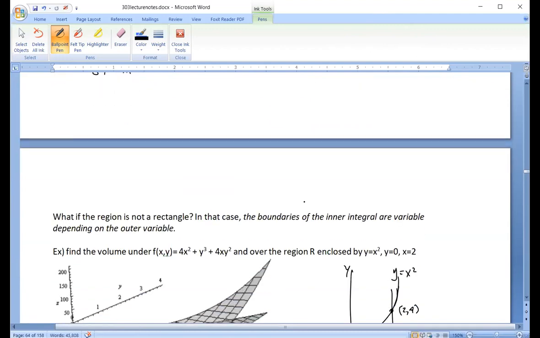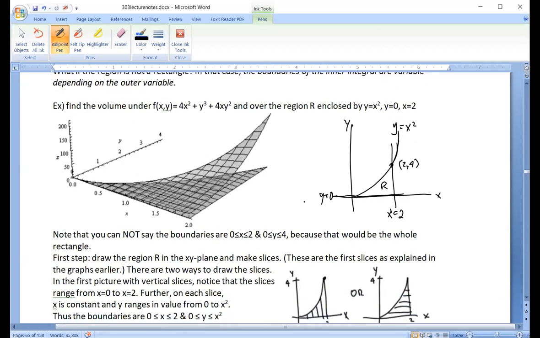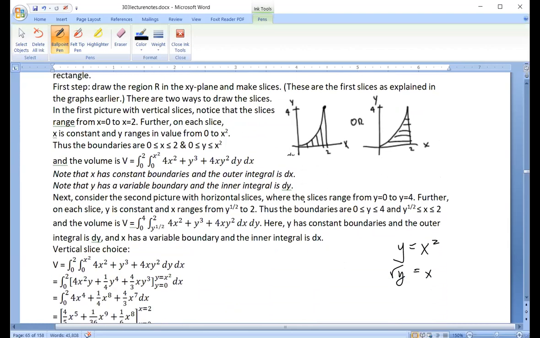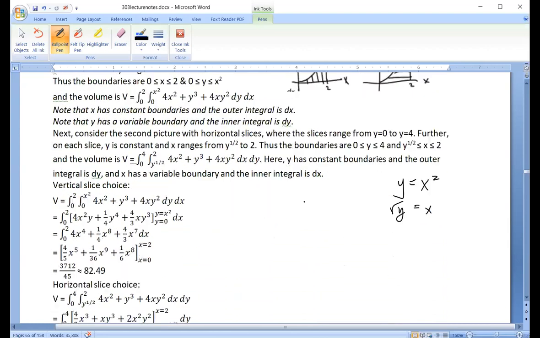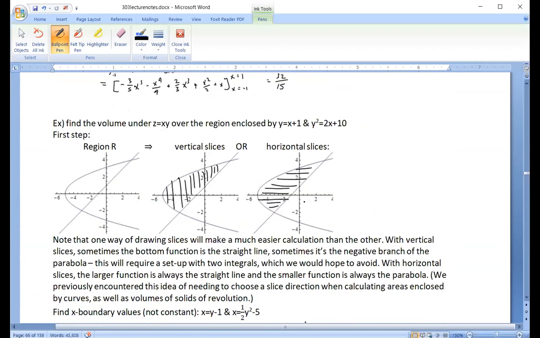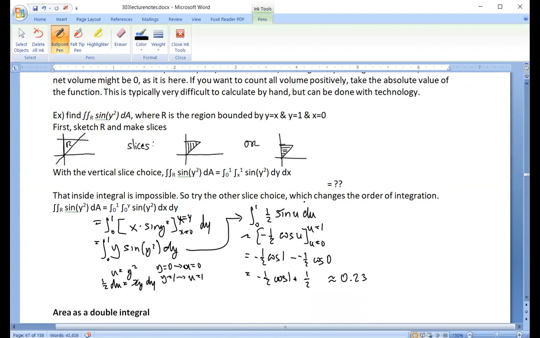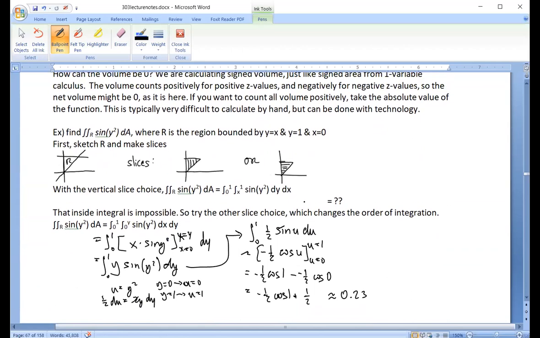It's easy to do. However, if the region is not a rectangle, if your boundaries of integration are not constant, there are a bunch of considerations. Sometimes one slice choice is better than the other, as we saw here. That will determine how you set up your integral. Sometimes one of the orders of integration gives you an integral that you can do, but the other order you can't do, and that will determine how you want to set up your integral. So there are all these possibilities.